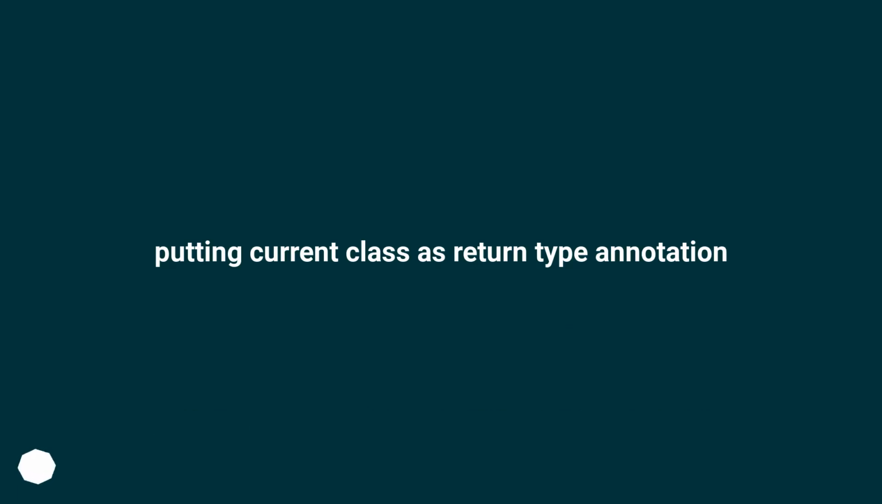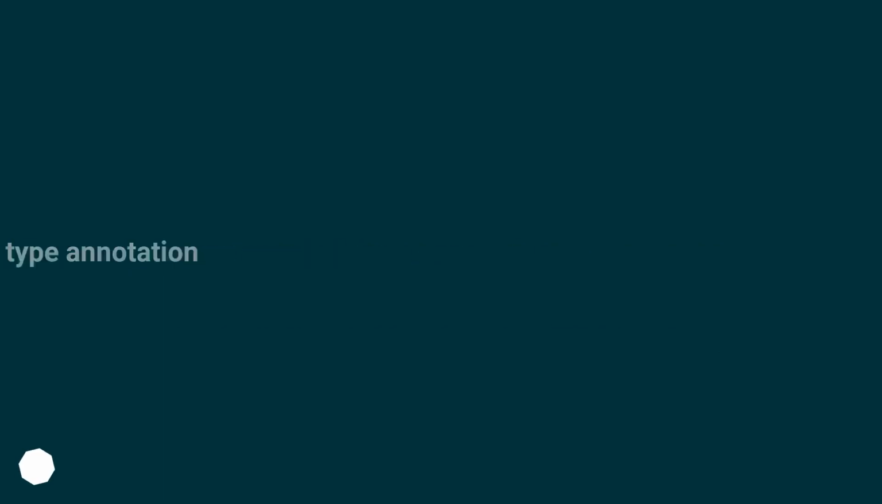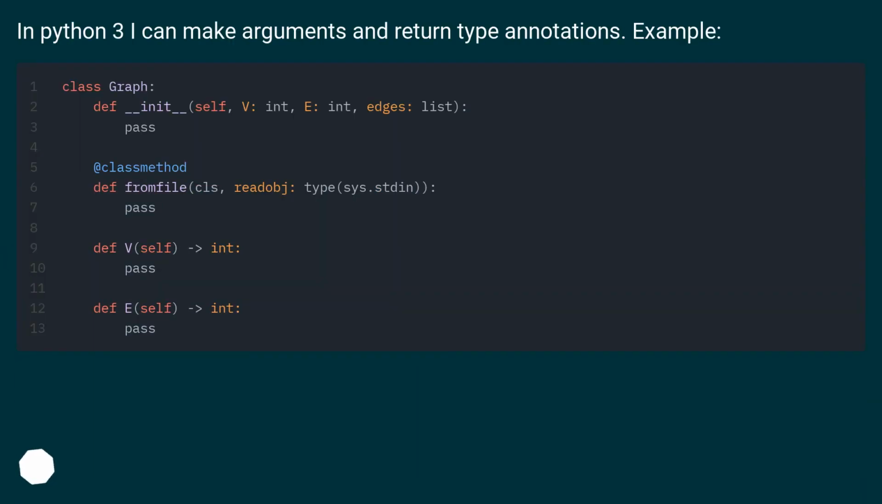Putting current class as return type annotation. In Python 3 I can make arguments and return type annotations. Example.